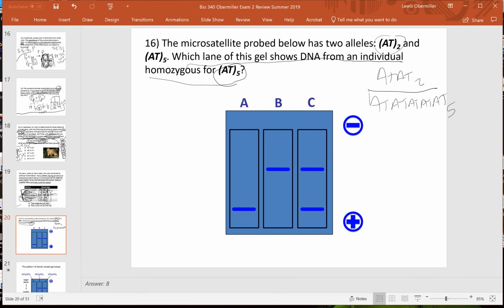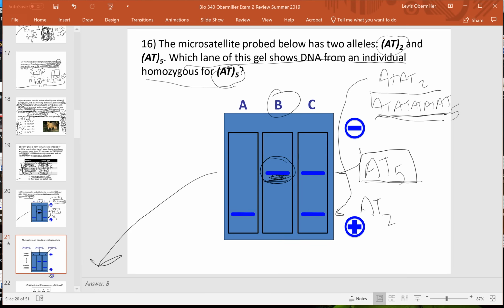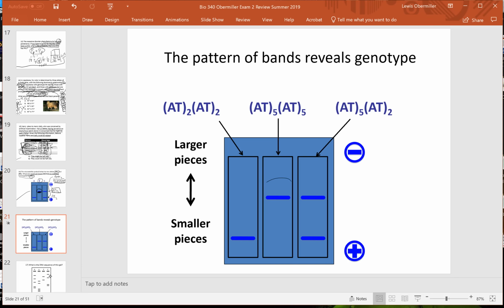Remember we talked about smaller pieces go further. So this would be AT2. Bigger pieces would not go as far. So this would be AT5. And because the gel can only separate based on size, these are the exact same size. It would look like one individual band, even though there's 2, one from each chromosome. So the answer is B. That's just showing you. This is AT5, AT5. This is AT5 and AT2. This is AT2, AT2.